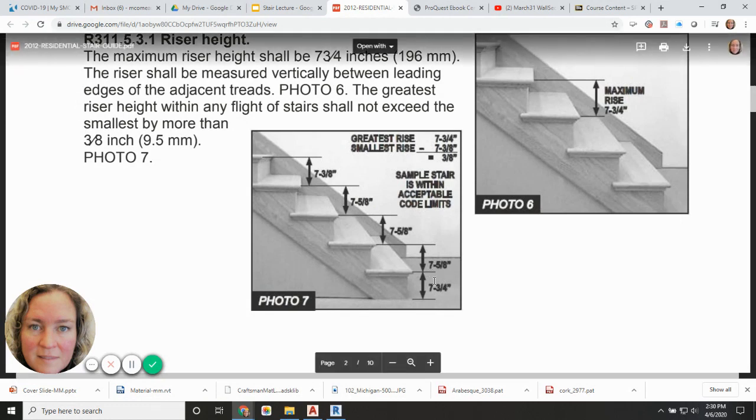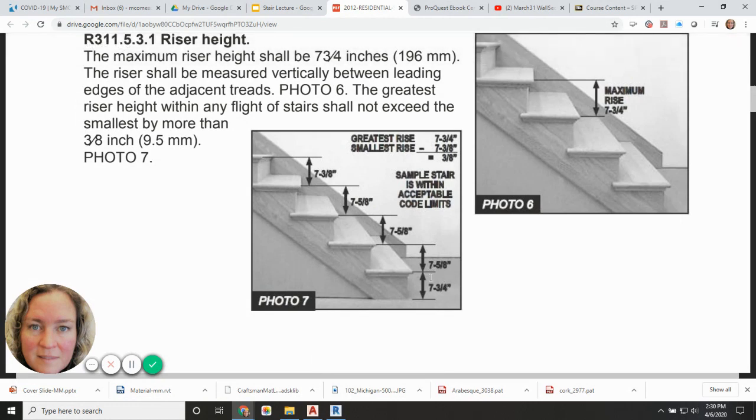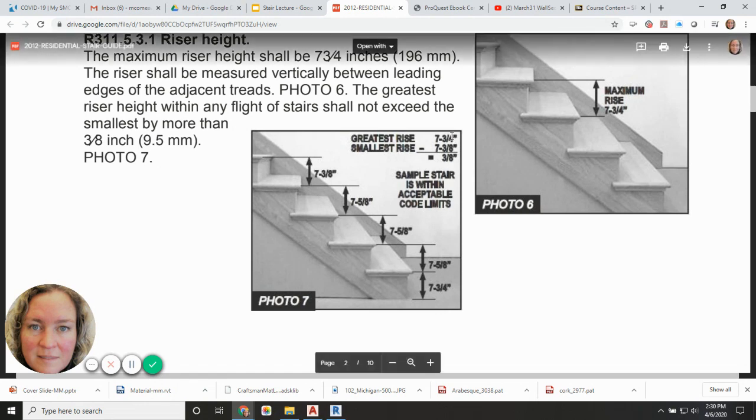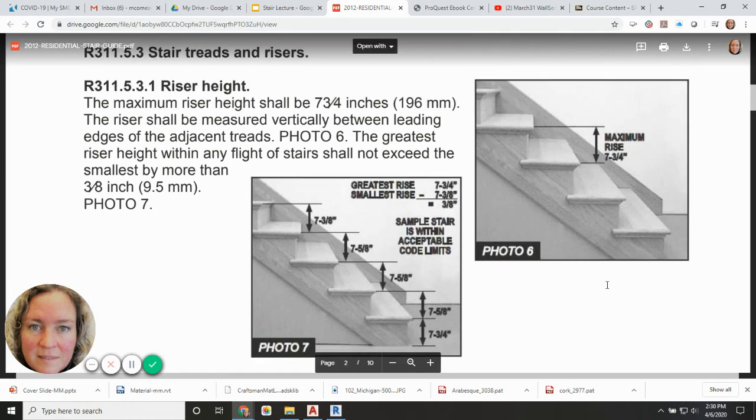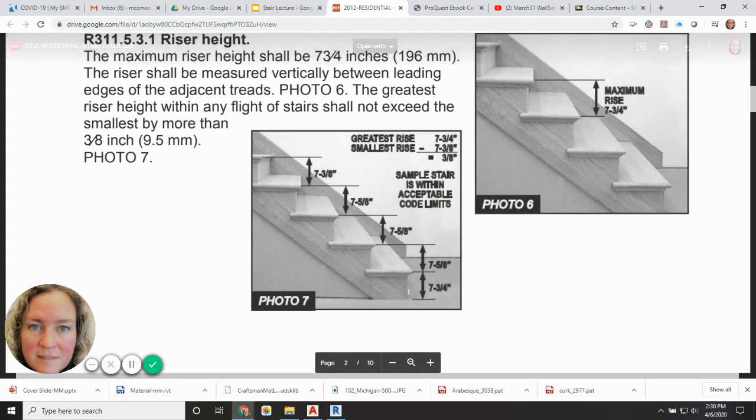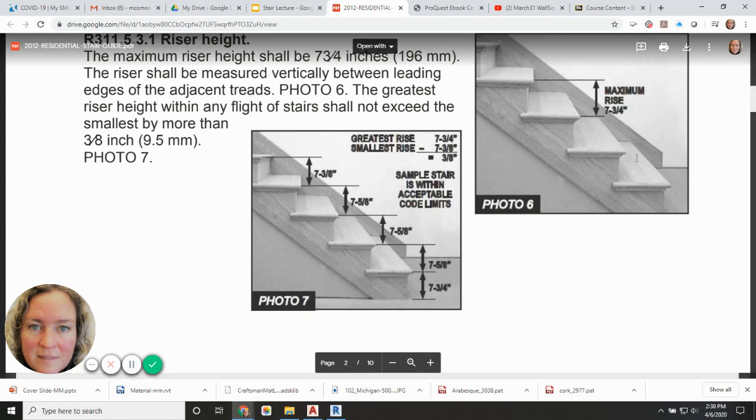So this is showing you the highest or tallest riser down here, 7 3/4. The shortest one is 7 3/8. When you take the difference between those, it does not add up to be more than 3/8 of an inch. Our maximum riser is 7 3/4. So if this first tread or riser ended up being 8 inches, technically these stairs wouldn't be compliant.